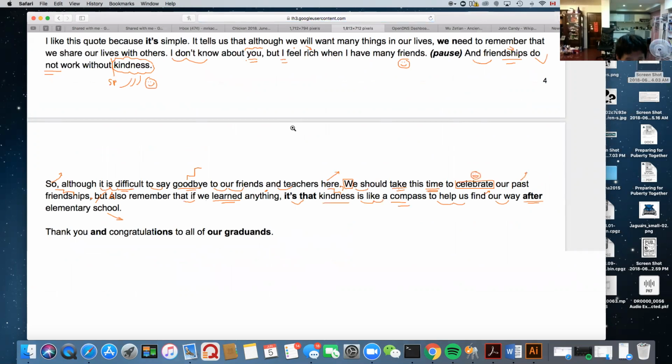I don't know about you, but I feel rich when I have many friends. And friendships do not work without kindness. So although it is difficult to say goodbye to our friends and teachers here, we should take this time to celebrate our past friendships, but also remember that if we learn anything, it's that kindness is like a compass to help us find our way after elementary school. Thank you and congratulations to all of our graduates.